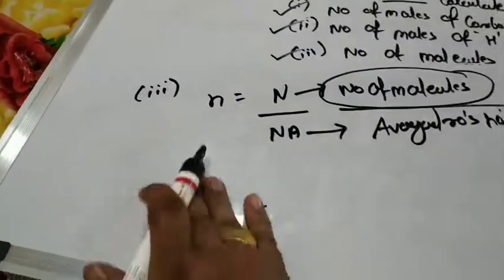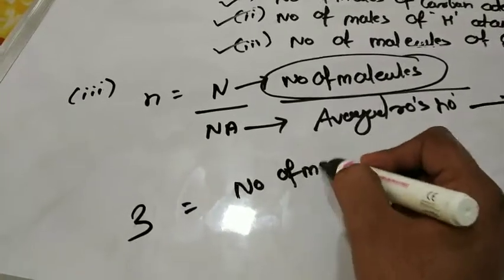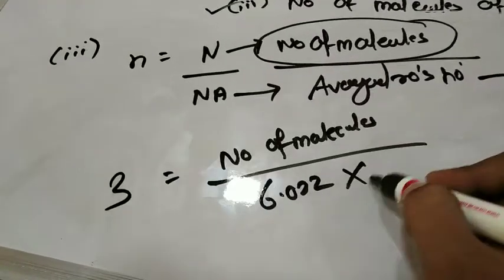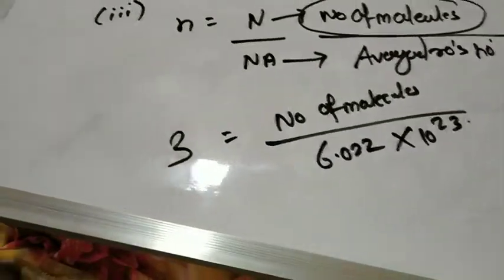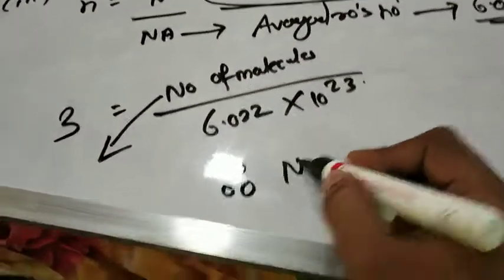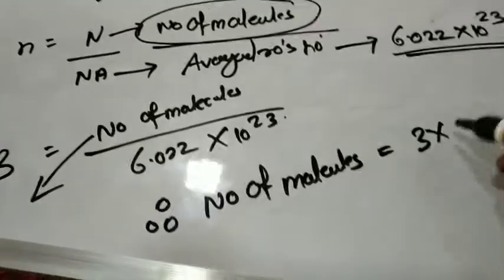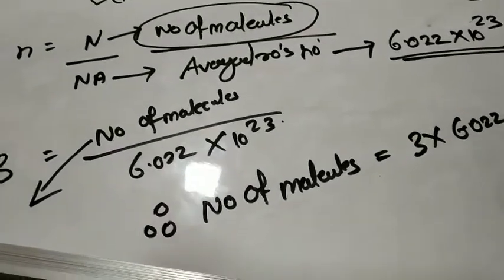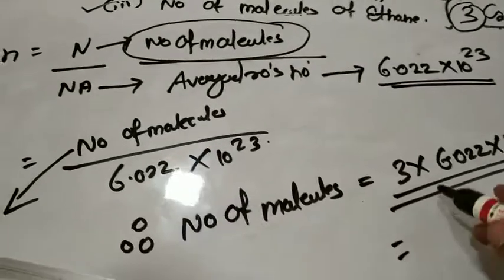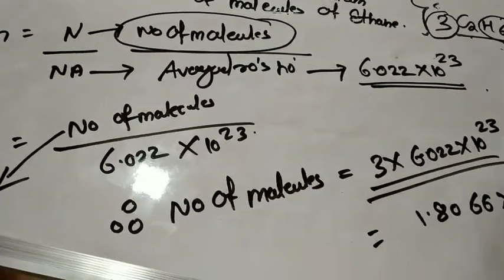So we have the value of n. The value of n we will put as 3. We need to calculate the number of molecules divided by Avogadro's number. Okay, did you understand? So therefore now this term will come outside. Therefore number of molecules is equal to 3 into 6.022 into 10 raised to 23 molecules. That will be equal to 1.8066 into 10 raised to 24.